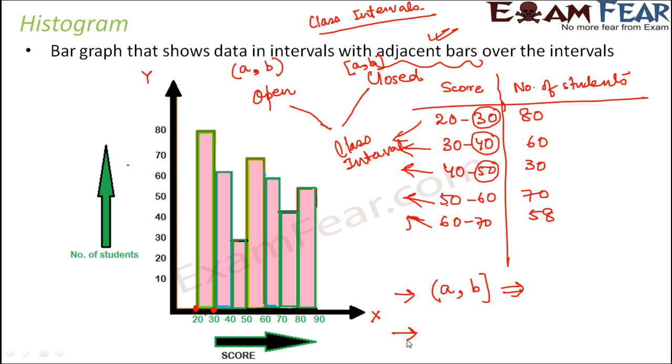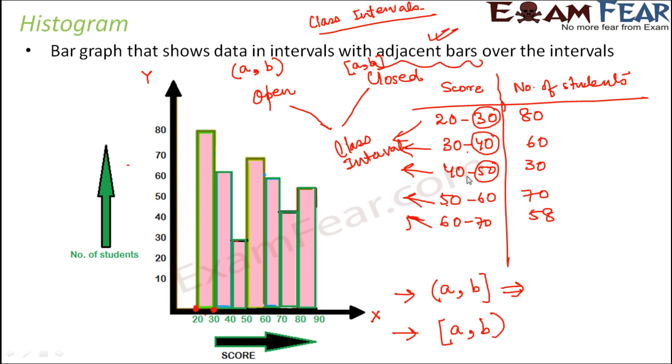Whereas if you follow this approach where a is closed and b is open, that means you are considering values where the score is equal to or greater than 20 but less than 30. So that means 20 is included in this interval but 30 is not included because 30 is open. But in the next interval 30 will be included because 30 in this case is behaving like a. So 30 is included but 40 is not included. So in this case you are looking for students who scored 30 or greater than 30 but less than 40.